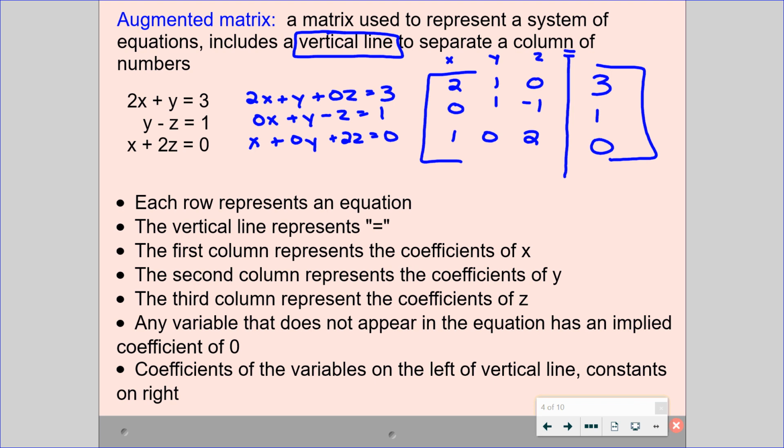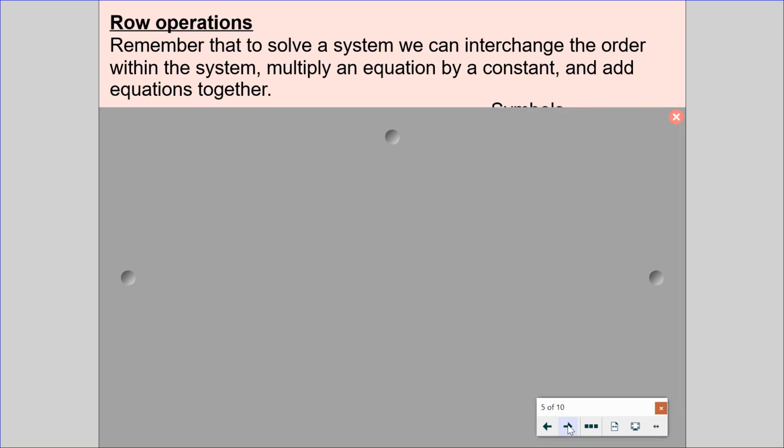Any variable that doesn't appear in the equation still has to have a 0 in that spot. And then last but not least, the coefficients of the variables are on the left of the vertical line, and the constants are on the right. So if you have a term with no variable, that has to be on the right side of the equal sign. Feel free, if you need to, to stop here and jot some of these down before you continue with the video.